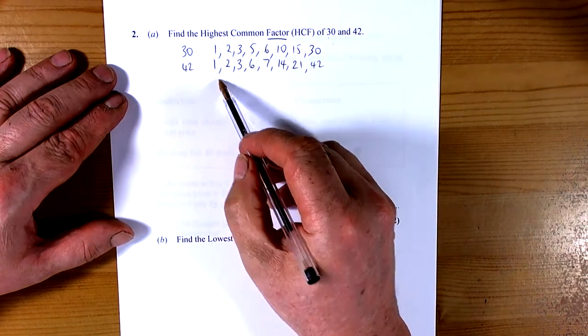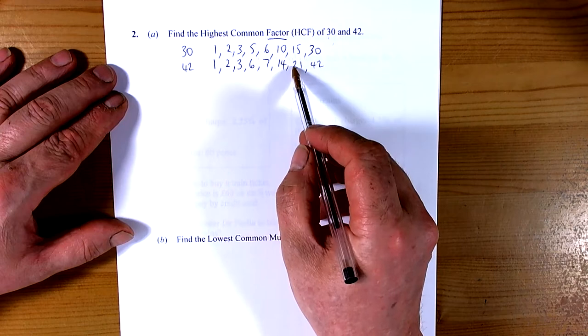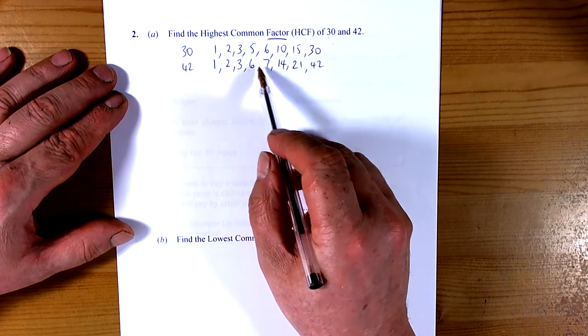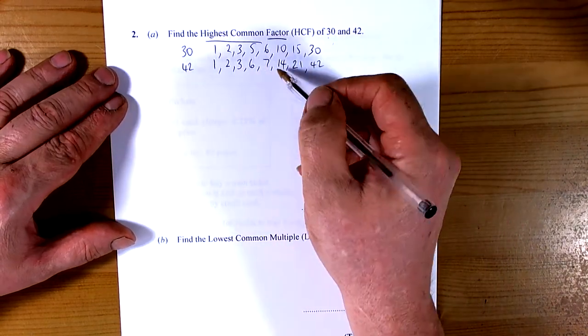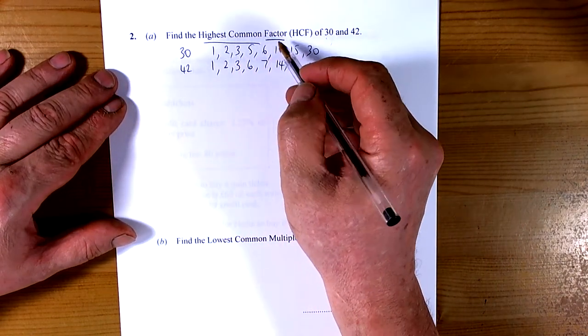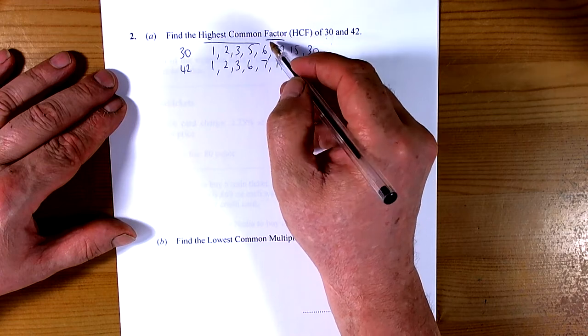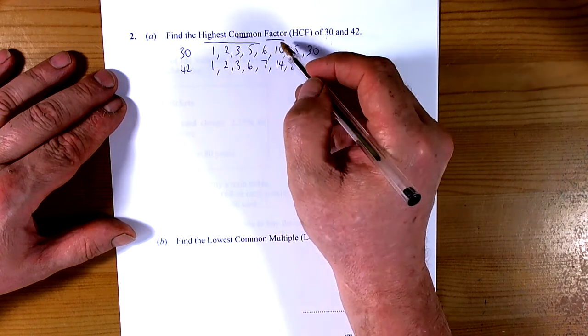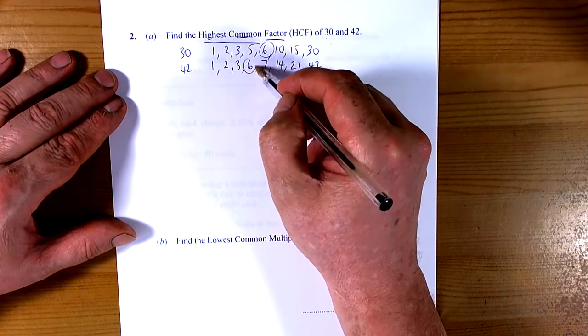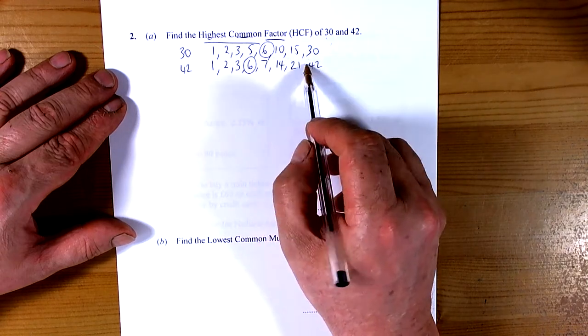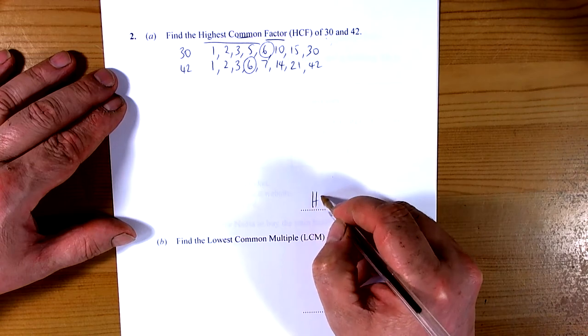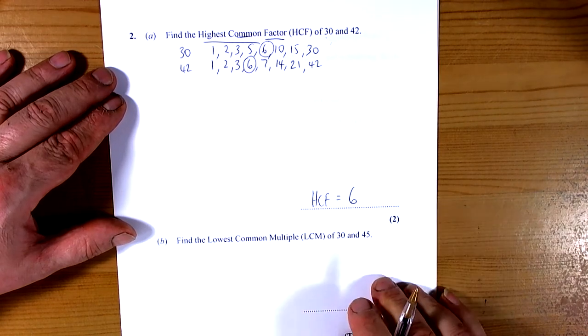So again, we pair up. So 1, 42 makes 42, 2, 21s make 42, 3, 14s make 42, and 6, 7s make 42. The question wanted the highest common factor, so we'd look through the lists and find the highest factor that's in both, because common means in both. So we can see there's a 6 and a 6. And when we look through and check, there's nothing higher that's in both lists. So we'd say here that the highest common factor equals 6.